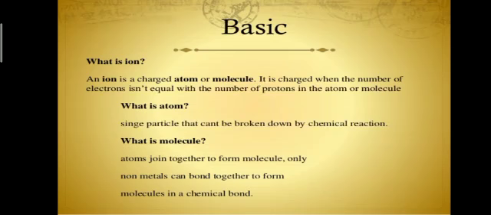What is an atom? An atom is a neutral particle, the number of electrons and protons is equal in an atom. An atom can lose or gain electrons, and the balance between number of protons and electrons is disturbed by losing or gaining of electrons from an atom. What is a molecule? Atoms join together to form molecules. Only non-metals can bond together to form molecules in a chemical bond.